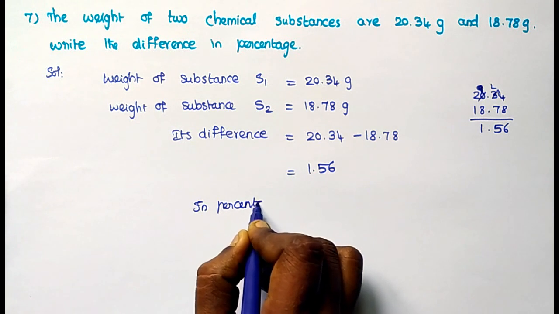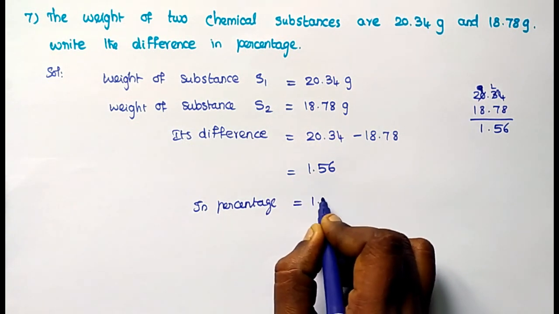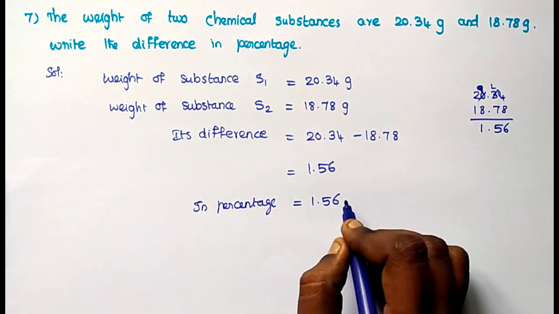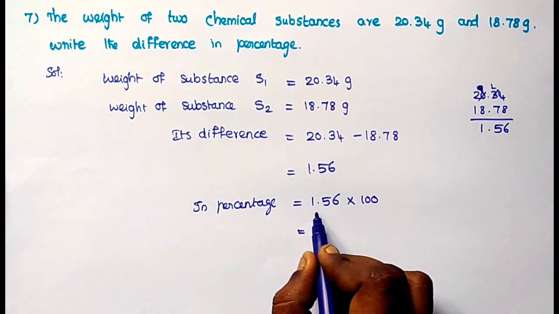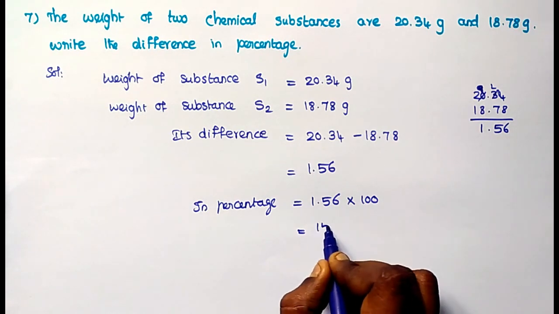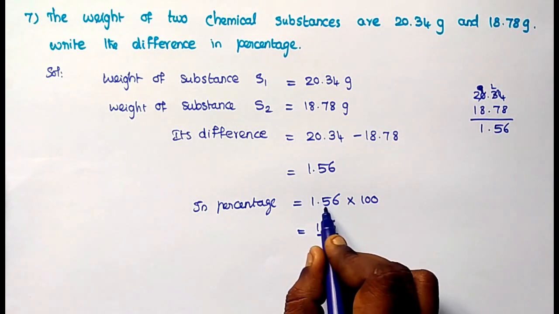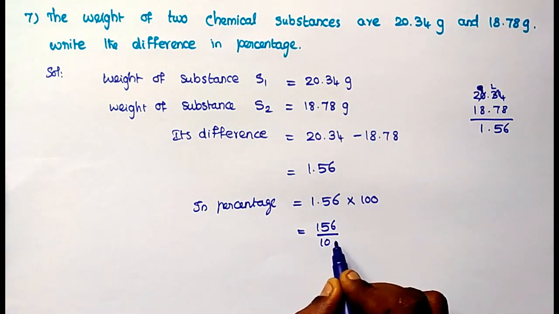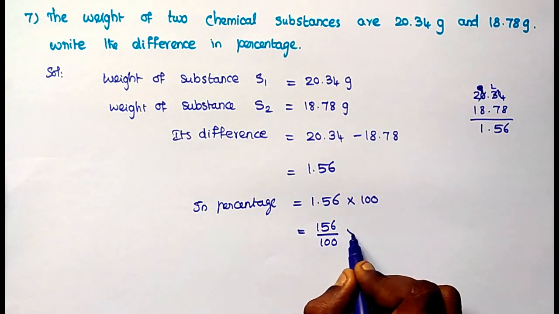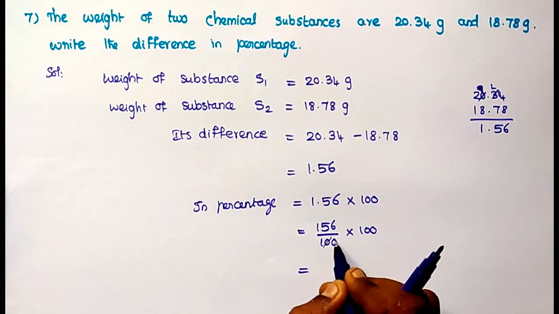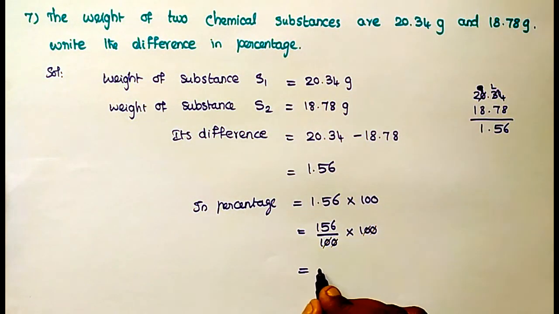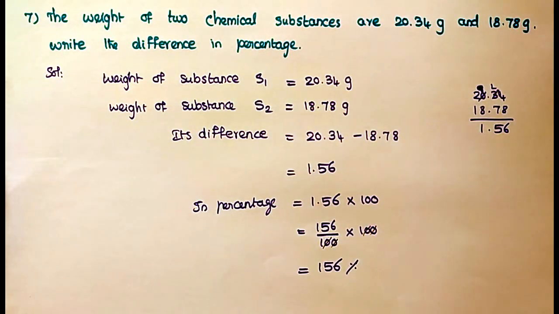In percentage, 1.56 change into percentage means into 100, but it is in decimal point. So 156 divided by, after the decimal point 2 digits, so divided by 100 into 100. 0 0 get cancelled, so we get 156%. That is the answer.